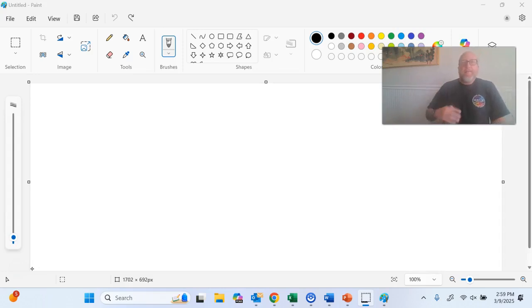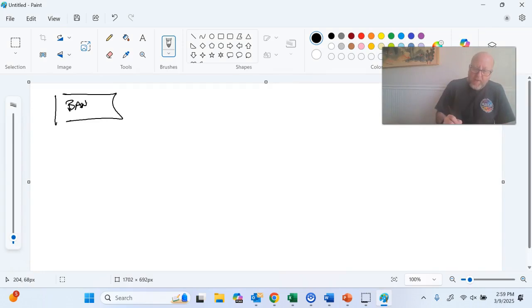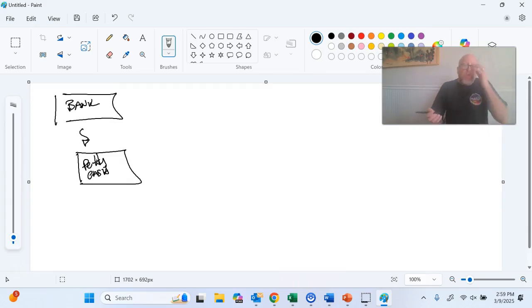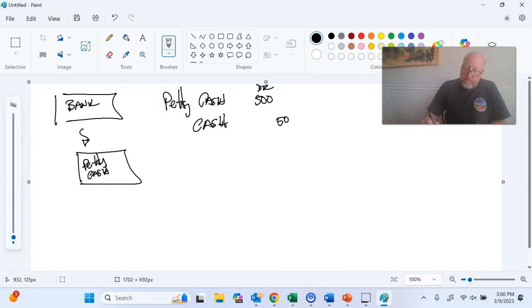Okay, let's talk about the first thing. Let's establish petty cash. What we're doing is taking money out of the bank and putting it into a drawer that we are going to call petty cash. These are both essentially cash accounts, and we're just taking money from one account to the other. If I want to establish petty cash of $500, I would debit petty cash because petty cash is an asset, and then I would credit cash 500. All we're really doing is taking it out of one pocket and putting it in another.